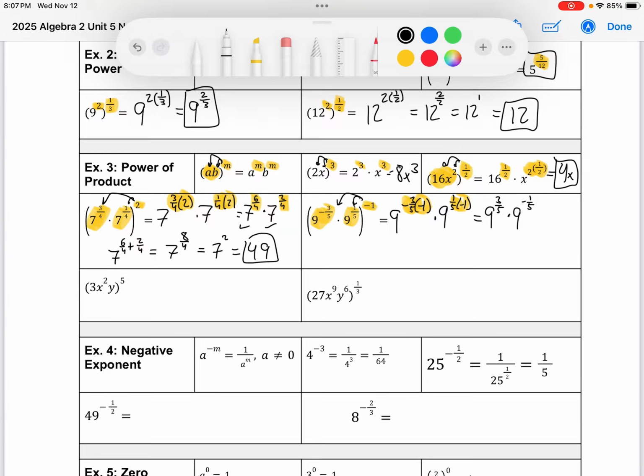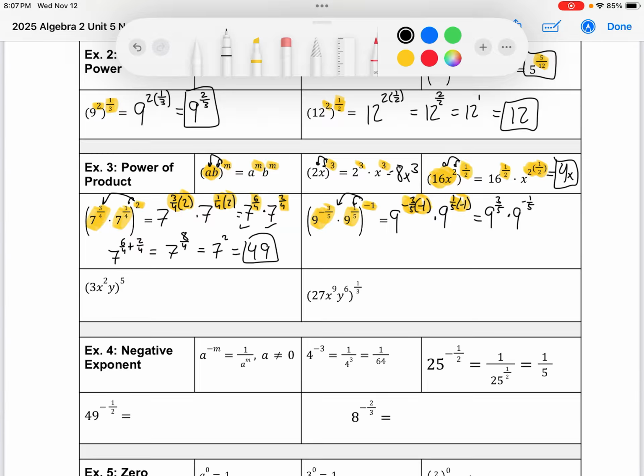Here, because I have two 9s being multiplied together, I can add their exponents. So I would take 9 to the power of 3/5 plus -1/5. And 3/5 plus -1/5 is 2/5. So we get 9 to the power of 2/5.